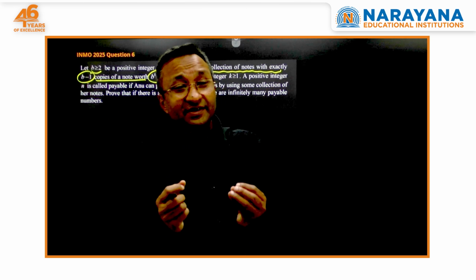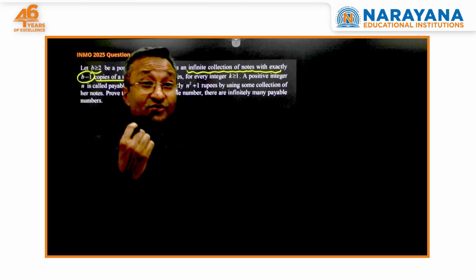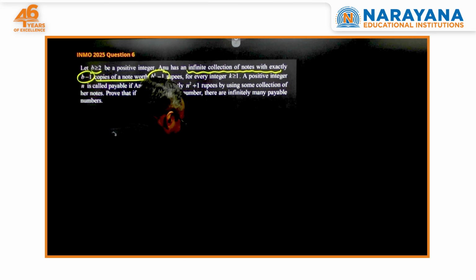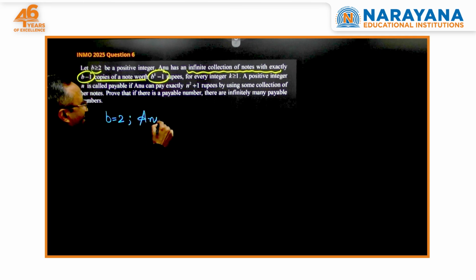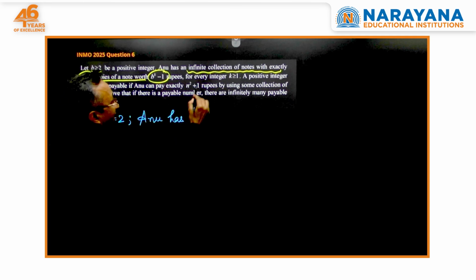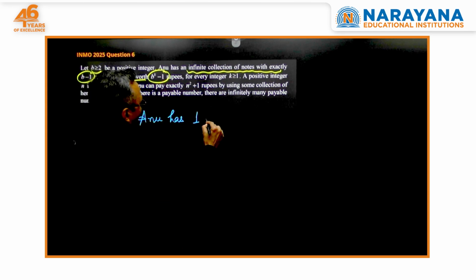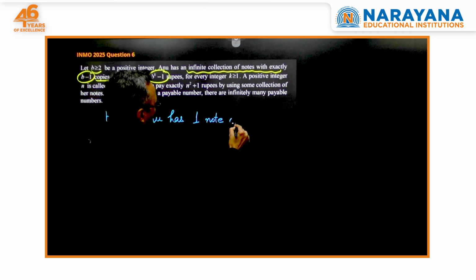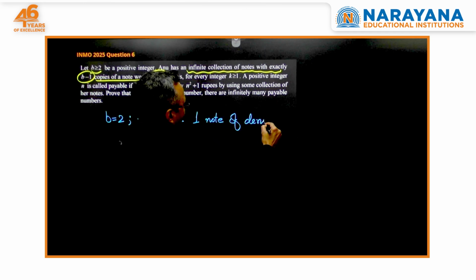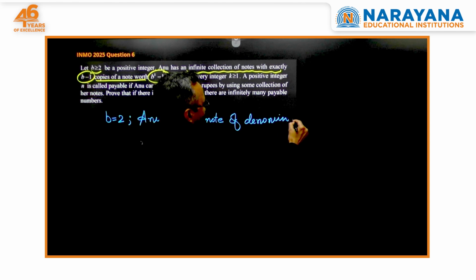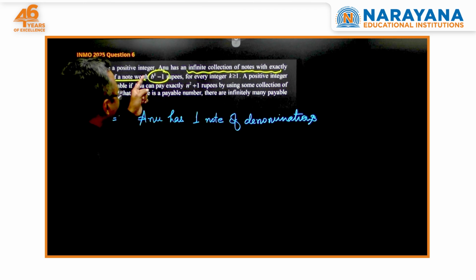Technically speaking, even this statement in itself has to be understood thoroughly before you proceed. What they actually want to tell you is, say for example B is equal to 2, that means Anu has an infinite collection of notes with exactly one note of denomination B to the power k minus 1. This will probably give you a better idea.